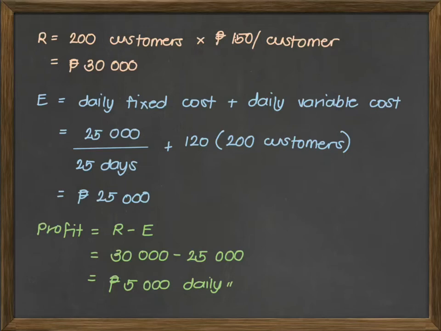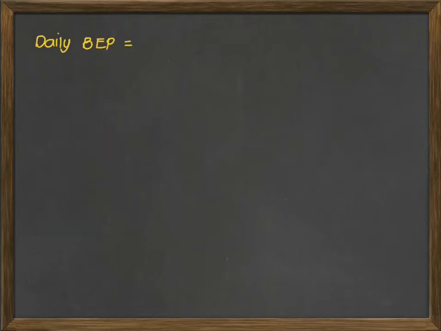So, para lang meron silang idea na ilan ba dapat talaga ang kailangan natin ma-hit na target on the daily basis. So, daily break-even point is again F over P minus V. Take note that all values will be on the daily form. So, yung ating daily fixed cost is 1,000 pesos. Yun yung 25,000 divided by 25.